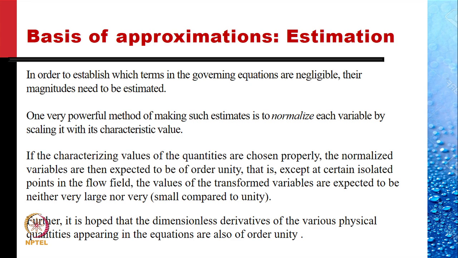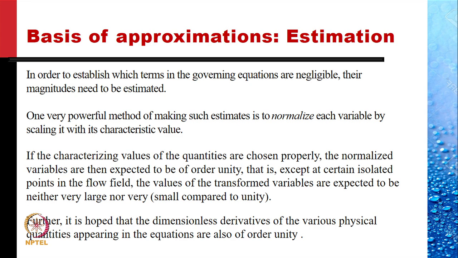we have said that in order to establish which terms in the governing equation are negligible, their magnitudes need to be estimated. And one very powerful method of making such estimates is to normalize each variable by scaling it with its characteristic value. If the characterizing values of the quantities are chosen properly, the normalized variables are then expected to be order unity. That is, except at certain isolated points in the flow field, the values of the transformed variables are expected to be neither very large nor very small compared to unity.